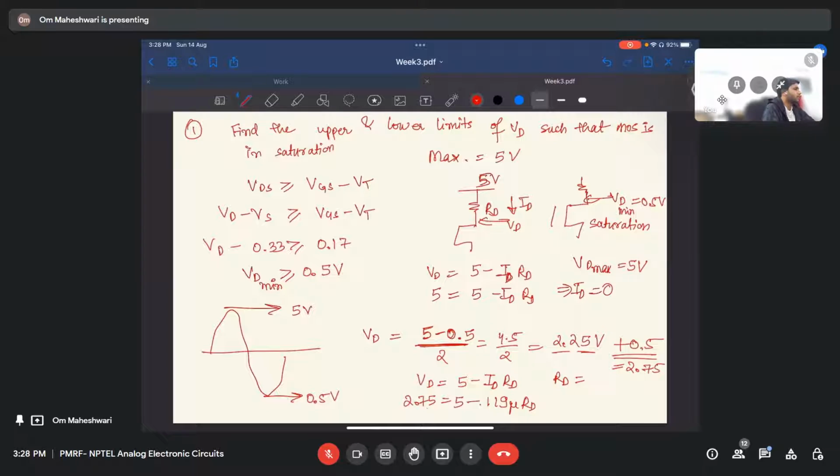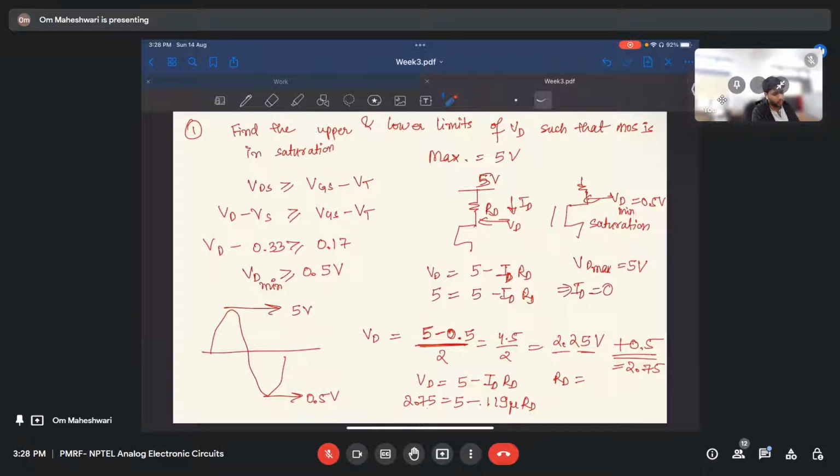Can you confirm if this concept is clear, or I'll repeat this part? Please repeat, sir. Okay. So our aim is to place VD in the middle here, right? So that we can have maximum swing. Our minimum point is 0.5 volts. Our maximum point is 5 volts. The difference is 4.5 volts, and you are correct, this difference will be 2.25, and this will be 2.25 volts.